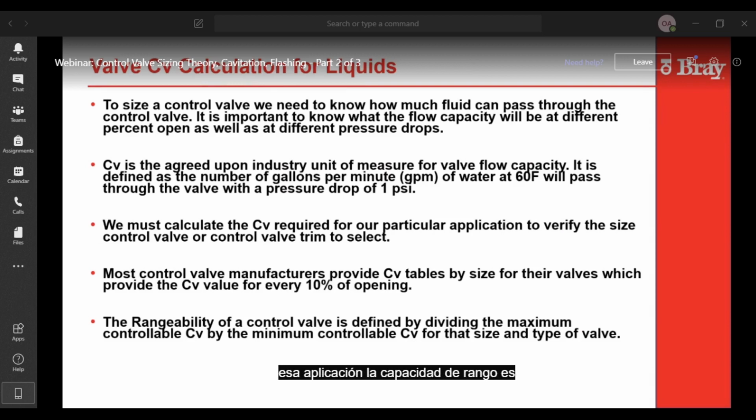The rangeability of the valve is basically the maximum controllable CV divided by the minimum controllable CV for that valve, and you end up with a ratio of how much range you have in controllability in that particular valve trim.